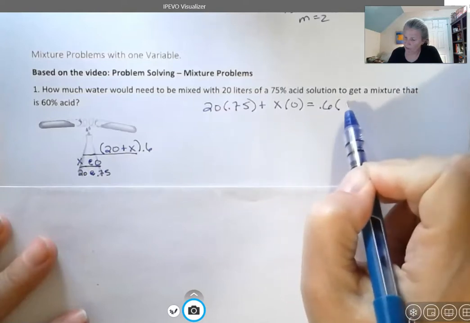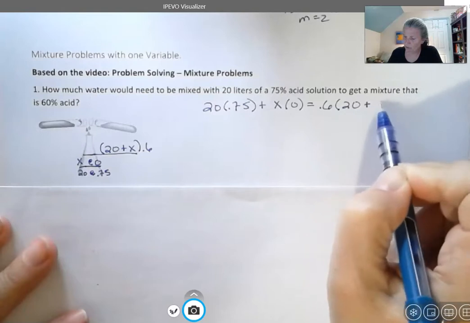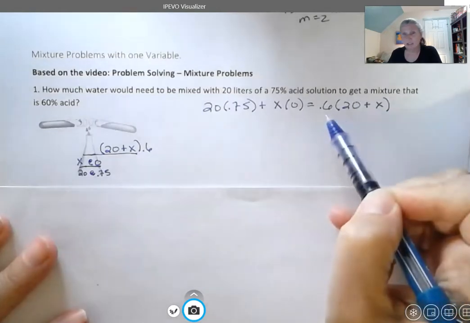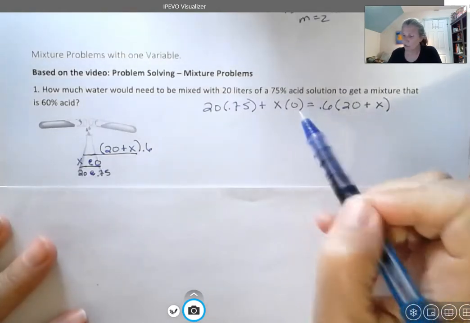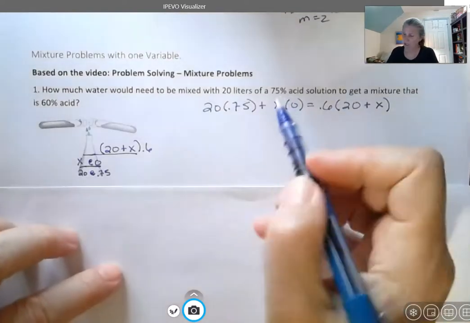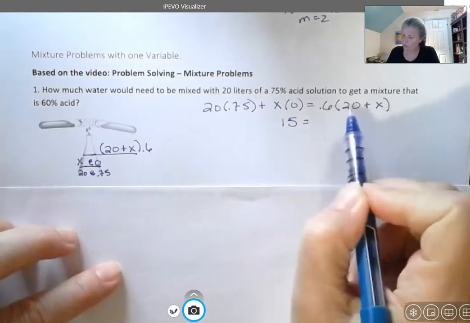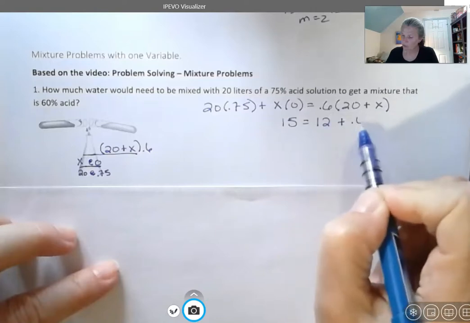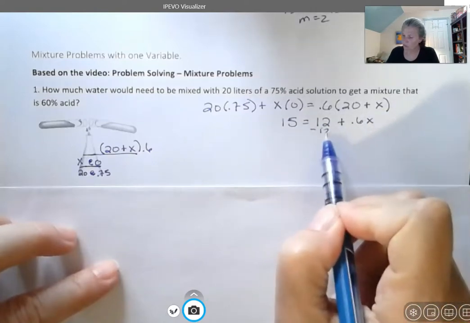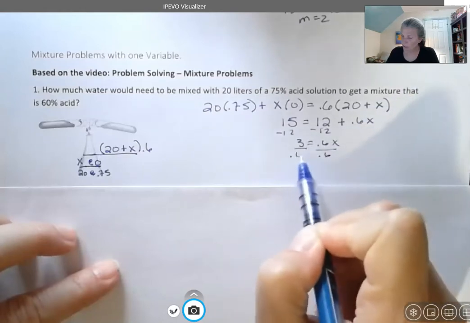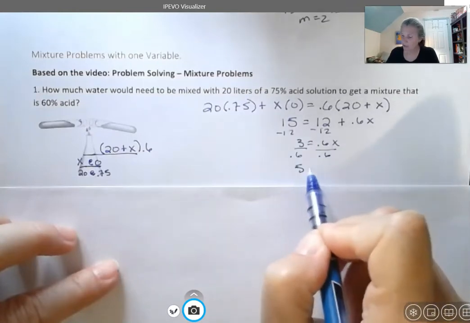I have a 60% solution that is 20 liters that I started off with, plus the X that I added for water. So this is how much is in the beaker, and this is the acidity that we want it to end up being. Hopefully you can see right here that 0 times X is just going away, so I don't have to worry about that. And 0.75 times 20 is 15. So I have 15 equals 0.6 times 20, well, that's going to be 12, plus 0.6x. Now if I subtract 12 from both sides, I get 3 equals 0.6x, and I'm going to divide both sides by 0.6, and I'm going to find out that x equals 5.